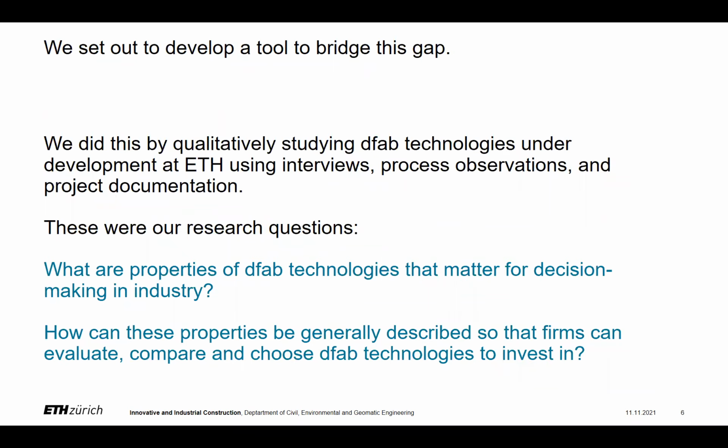And we did this by qualitatively studying dfab technologies under development at ETH using interviews, process observations, and project documentation. And these are our research questions. First, what are properties of dfab technologies that matter for decision-making in industry? And second, how can these properties be generally described so that firms can evaluate, compare, and choose dfab technologies to invest in?